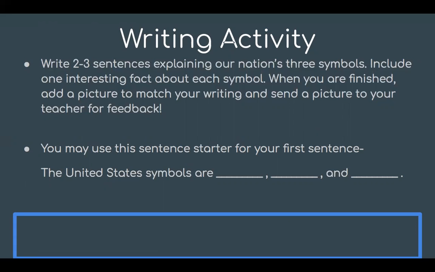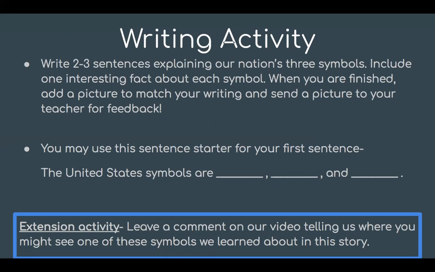If you need help coming up with your sentences, you may use this sentence starter for your first sentence. The United States symbols are blank, blank, and blank. So, I want you to come back on Tuesday, guys. Read this slide here, pause it, and you can use that sentence starter. The United States symbols are blank, blank, and blank. Fill that in, and then write 2 more sentences about our nation's symbols. And remember to include one interesting fact about each symbol. And then take a picture.